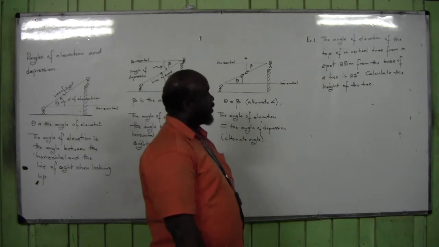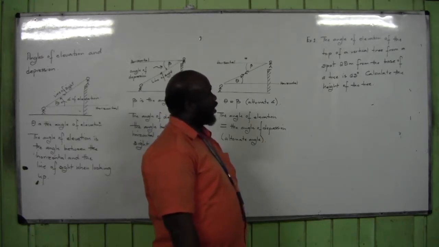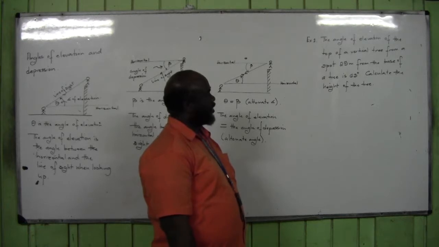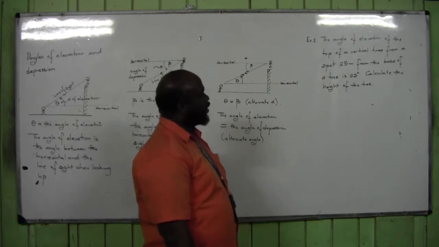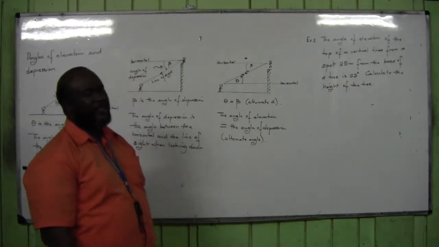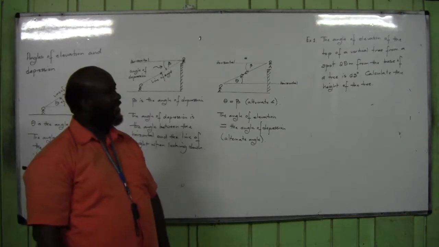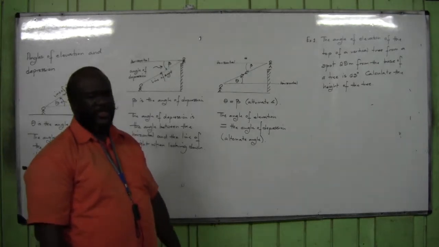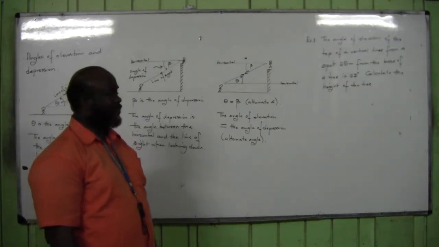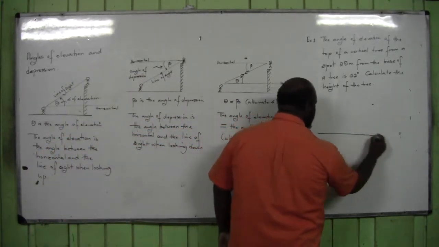Now, it says the angle of elevation of the top of a vertical tree from a spot 25 meters from the base of the tree, you could probably say on the same horizontal ground, is 63 degrees. Calculate the height of the tree. It's not as difficult as it sounds. So, let's go. There is what? Ground.